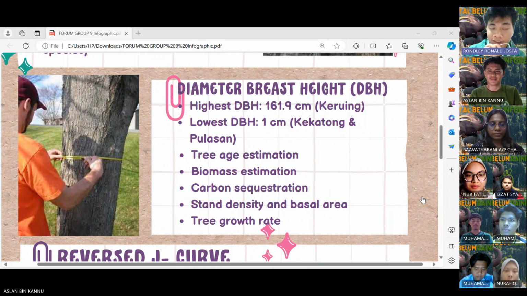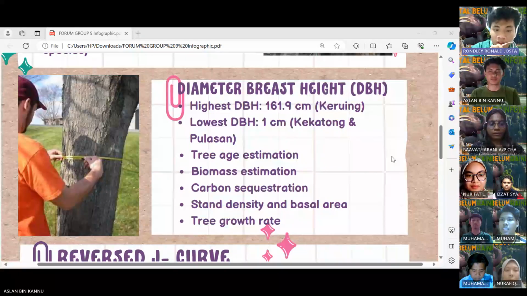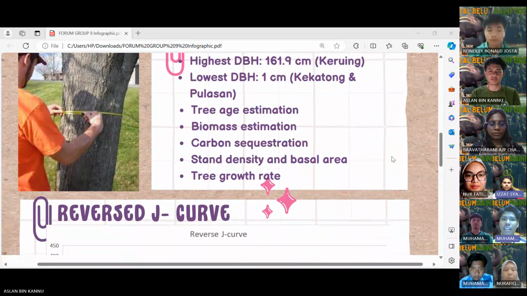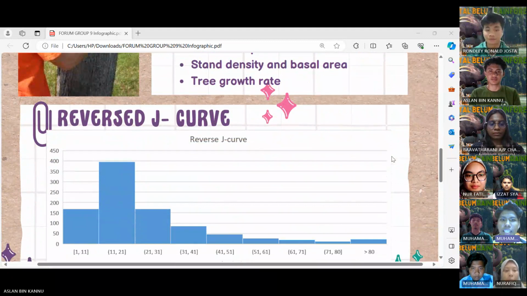Thanks, Aslan, for the information. Next, I would like to invite Shahir and Izzat, who will share about the basal area. Okay. Thank you to the moderator. I will describe the basal area.